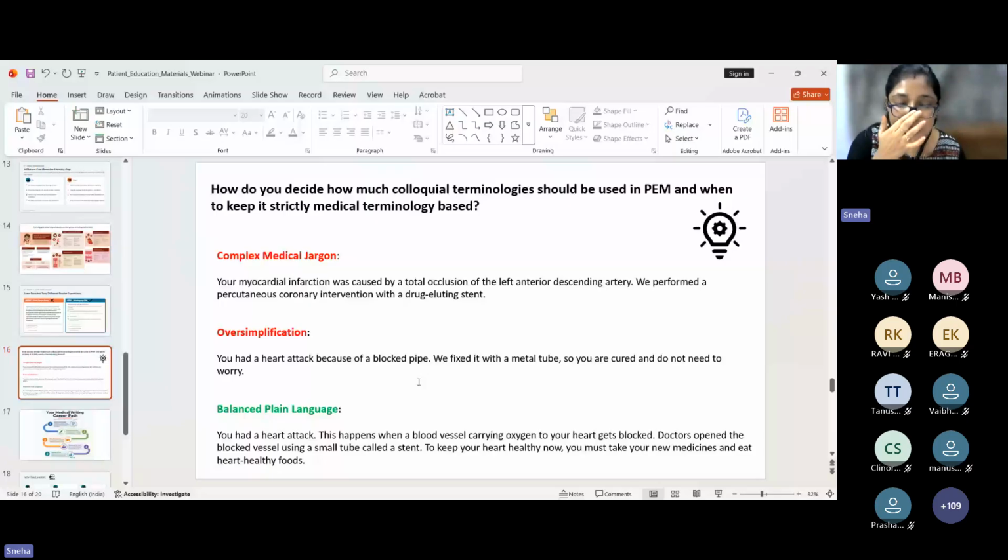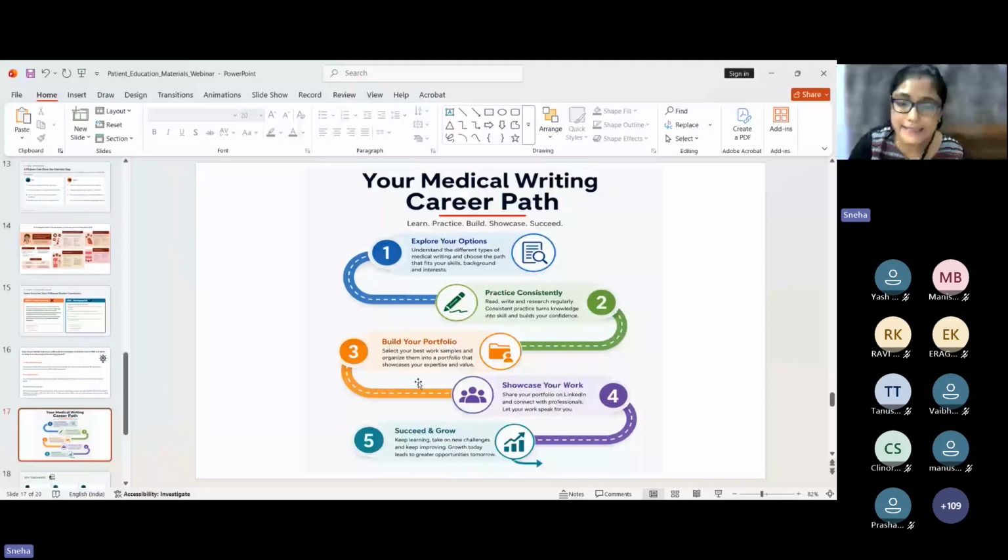Okay. So how should your medical writing career path look? This is a schematic representation. If you are a novice, just beginning your medical writing career path, how should your path look? First, you have to explore your options. You have to explore your options based on your strength and your background.